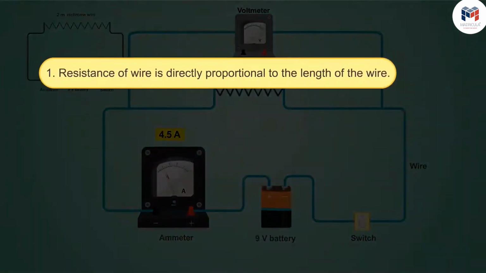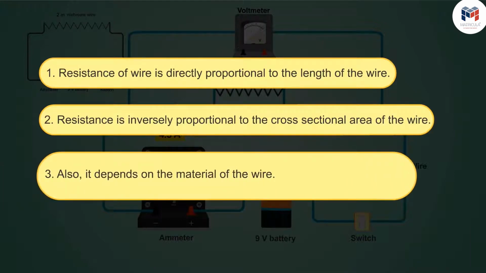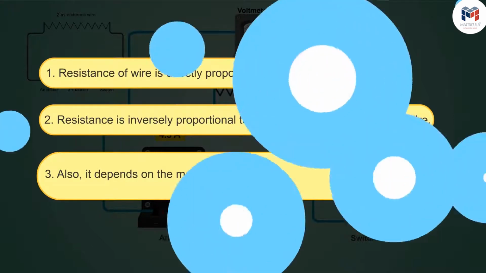1. Resistance of wire is directly proportional to the length of the wire. 2. Resistance is inversely proportional to the cross-sectional area of the wire. 3. Also, it depends on the material of the wire, which we have already understood in our last video. It can be written in a mathematical way.